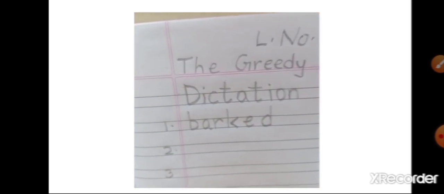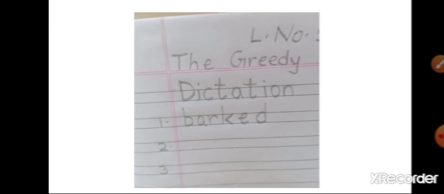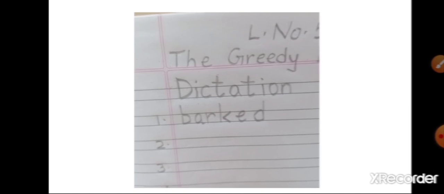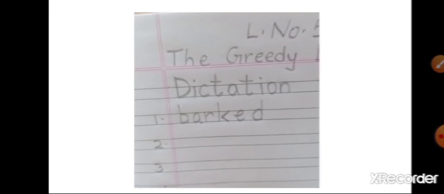Barked. Now to write the B, you have to start it from the first line, that is above the second line. So start from here, B. Write B from here. B, A, R, K, E, D. Barked. I hope now you know how to write in double line notebook. So write like teacher. See how teacher is writing and you write like teacher.